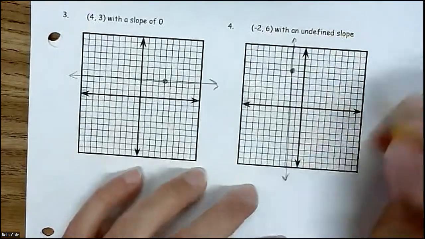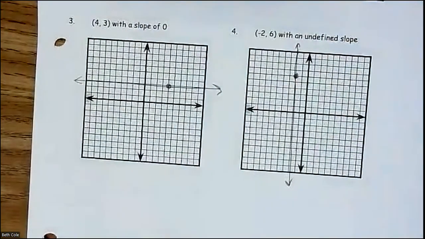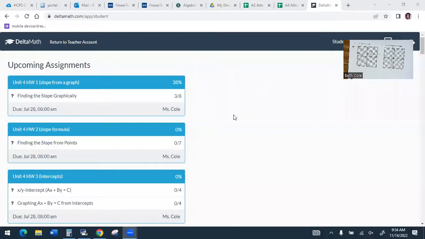Oops. Don't stop listening to me. Let me show you Delta Math really quick. I want to show this to you. Let me share my screen because I don't want you to get to it and then not know what you're doing. Okay, so it's homework 1. You're only going to do 8 of these.